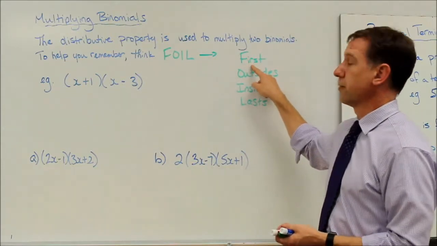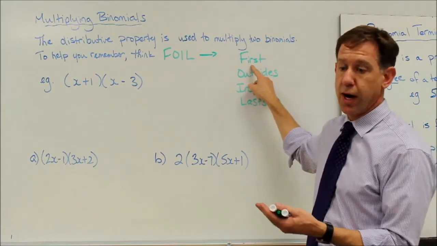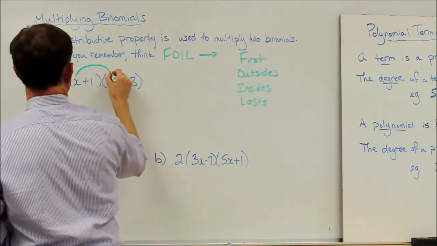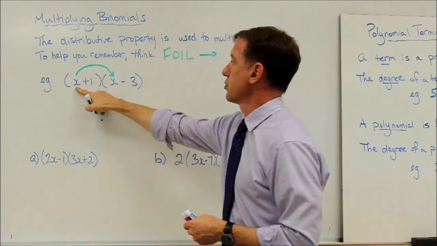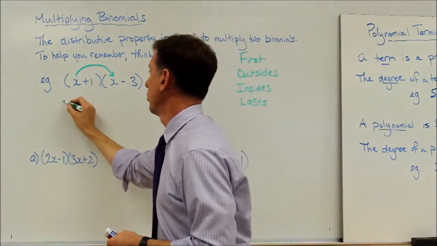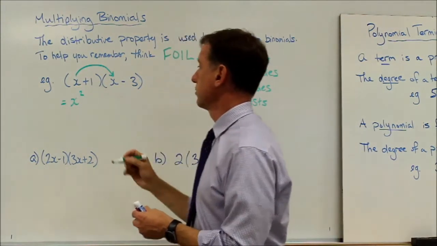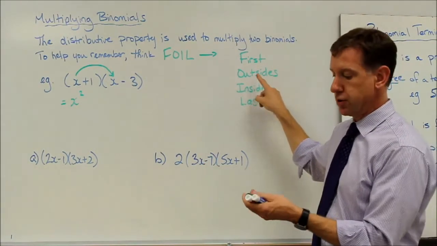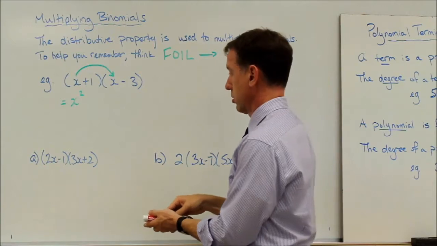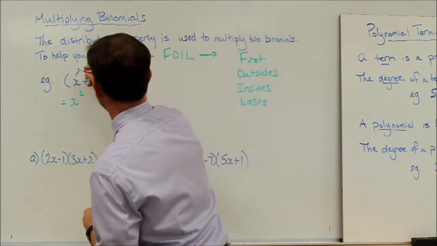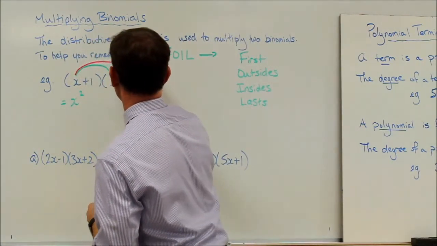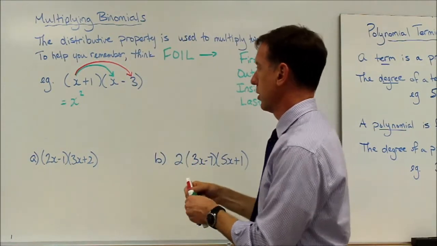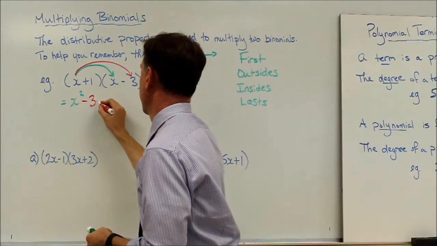And we're going to start with firsts, that is the first in each bracket. So if I do that, first times first will be x squared. Then we do the outside multiplication, so x times negative 3 for negative 3x.